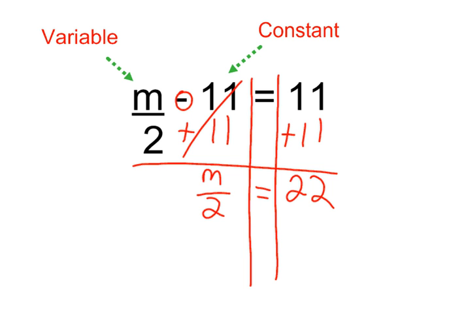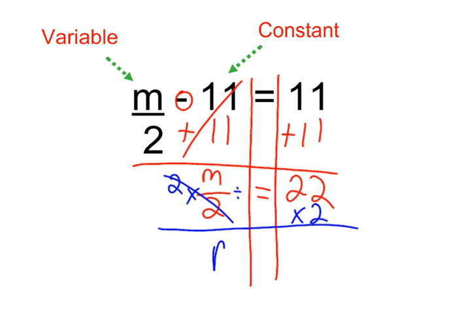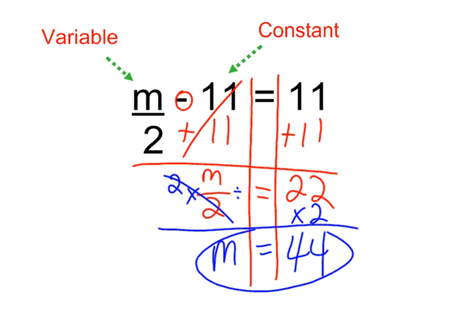So the inverse, or the opposite of division, is multiplication. So we're going to do 2 times 2 on the other side. And m is equal to 44. So let's just check that really quickly. Again, your teachers may want you to show a little bit more work by rewriting the original equation and then plugging in your answers. But very quickly, so 44 divided by 2 is 22, and 22 minus 11 is 11. So it checks. So that's how you solve two-step equations.